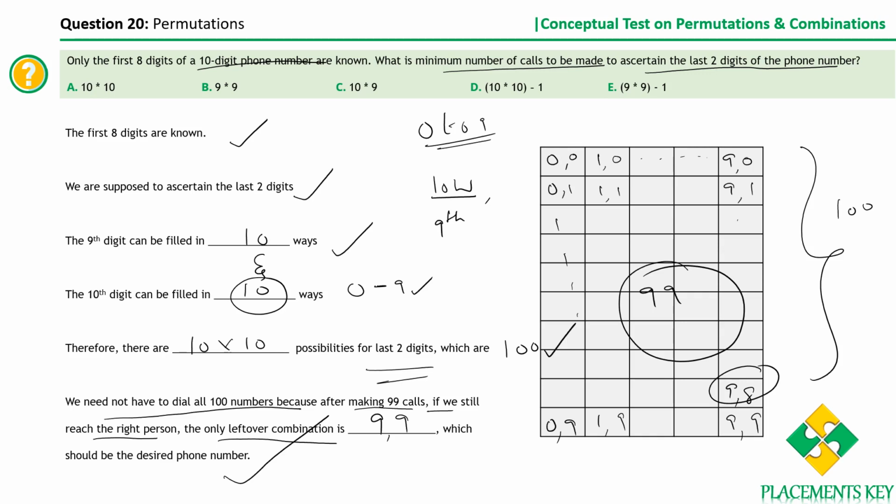Therefore, we are supposed to find the minimum number of calls. Therefore, it is 100 minus 1. It is only 99 calls. So, which is it? It is option D. Please be careful. We are supposed to find the minimum number of calls. Therefore, it is 99 and not 100.